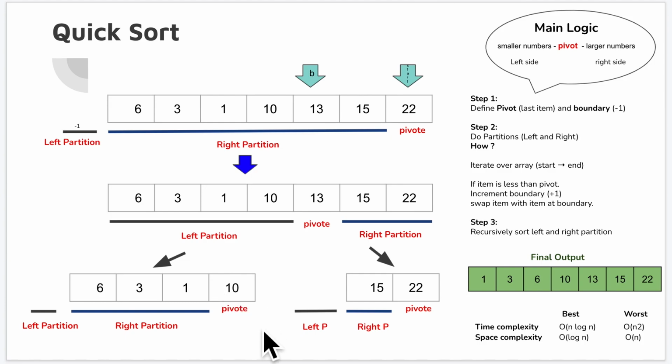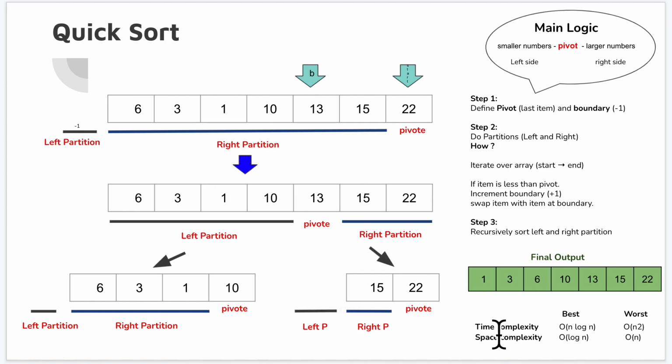Now we have to sort the left partition. Again, the logic is the same. The last number will be the pivot, and the entire remaining array is the right partition, and the left partition is empty, which is at -1 index. And we are going to do the same thing. Now the boundary will be here, the start pointer will be here, and we will scan the entire array, and whatever number is less than the pivot, now this time the pivot is 10, we are going to swap the numbers accordingly, and ultimately we will get this array.